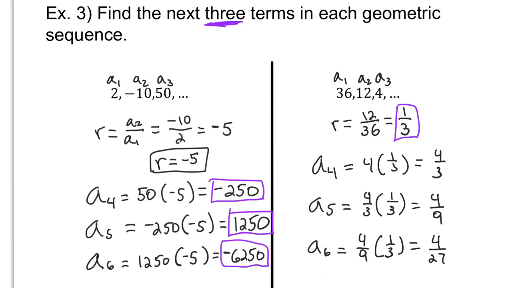Now you always want to check if you can reduce the fractions, but these ones cannot reduce. So the 3 terms that I'm looking for are these 3 right there. Those are my next 3 terms, and you can keep going. You can multiply by 1/3 every time to get the next one and the next one and the next one. So sometimes you might have a negative common ratio. Sometimes you might have a fraction. You just have to make sure that you get the next term every time you multiply.